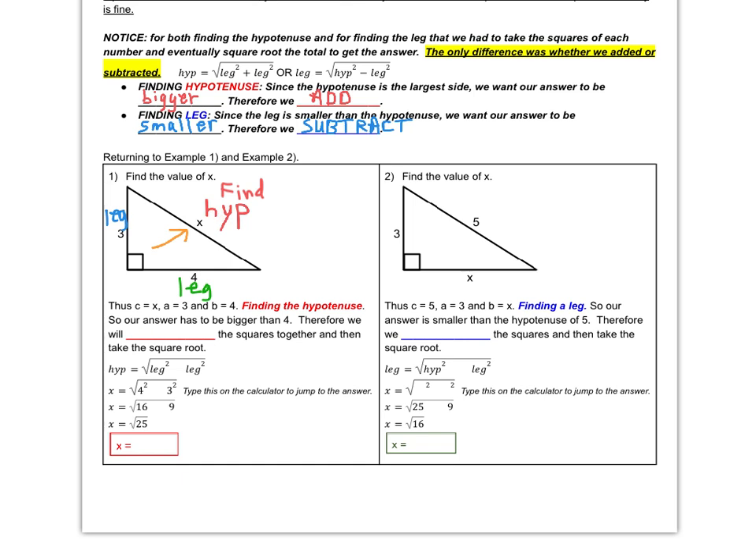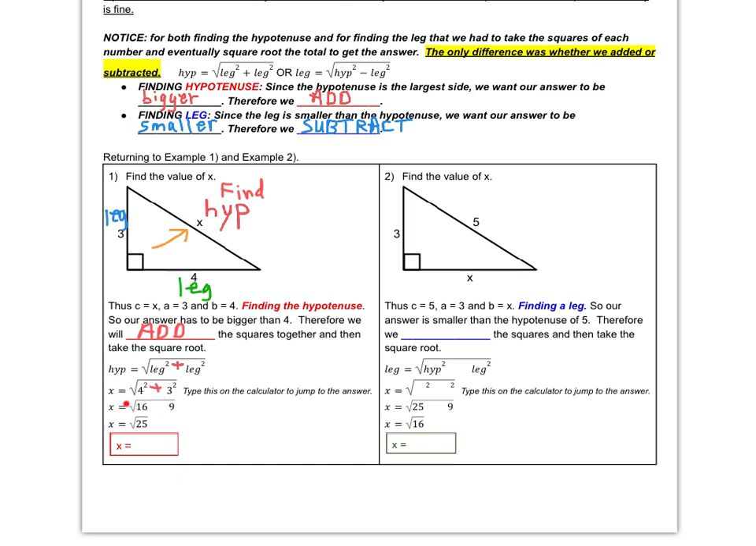Therefore, what are we going to do? We're going to subtract or we're going to add? We're going to add. We're going to add the squares together and take the square root. So hypotenuse is simply the square root of the leg squared plus the other leg squared. One of the legs is 4, so that's 4 squared. The other leg is 3, that's 3 squared. Again, what are we doing? Adding.